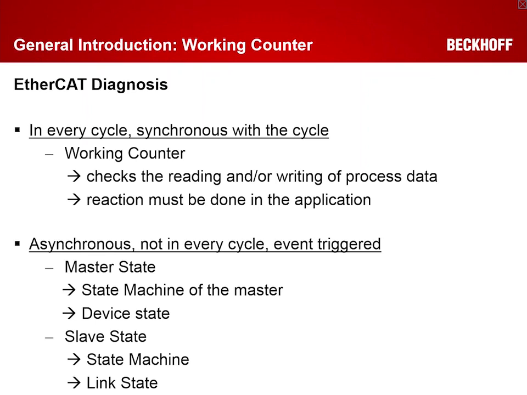Asynchronous, so not in every cycle but event triggered, we can get the master state, which has a defined state machine. Inside the master we have the device state and several other pieces of information. Every slave also has a state machine and has, for example, the link state, which is available, for example, in the PLC.